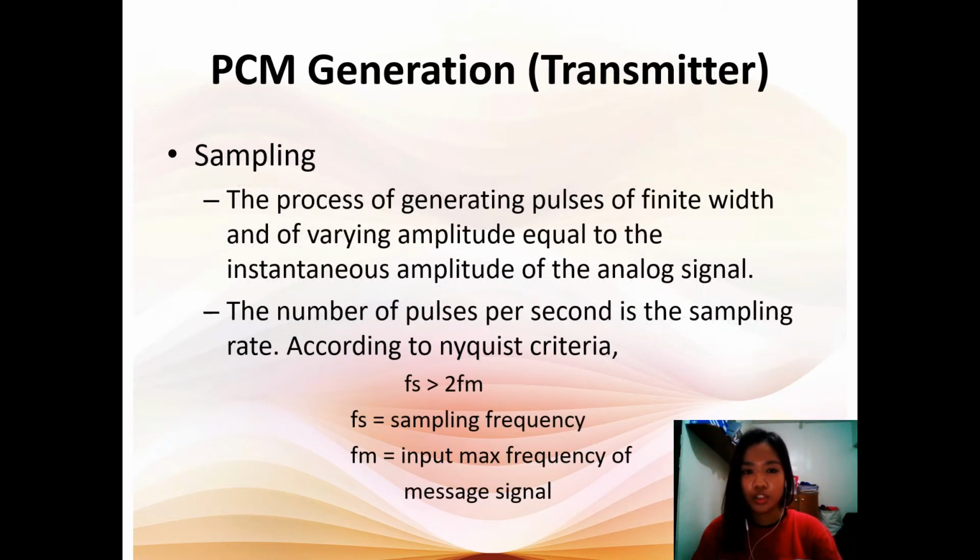So next, after filtering, the analog signal goes through sampling, which is the process of generating pulses of finite width and of varying amplitude equal to the instantaneous amplitude of the analog signal. The number of pulses per second is the sampling rate, and according to the Nyquist criteria, Fs, or the sampling frequency, should be greater than twice the Fm, or the input max frequency of the message signal.